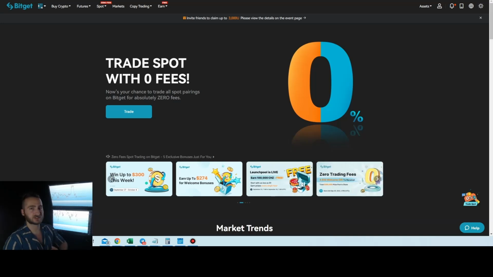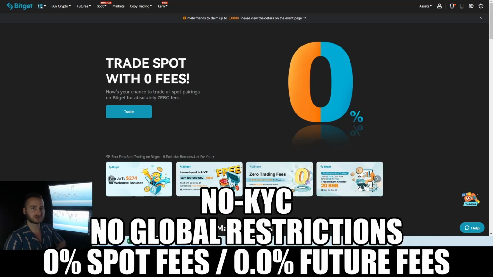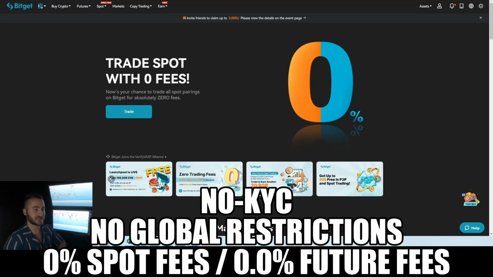So first and foremost, guys, if you like spot trading, obviously 0% trading fees on spot. They've got over 260 coins here. Basically every popular coin you can think of is on Bitget. Basically all the coins on Binance you can find on Bitget.